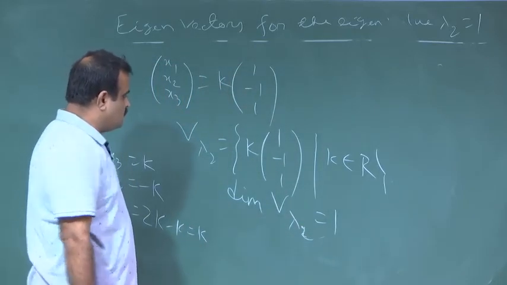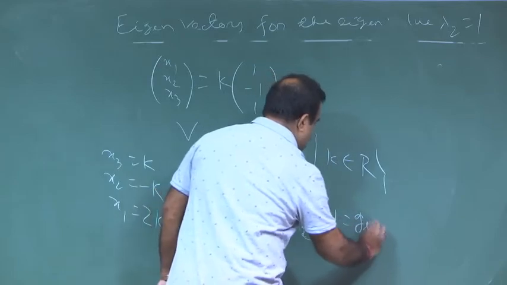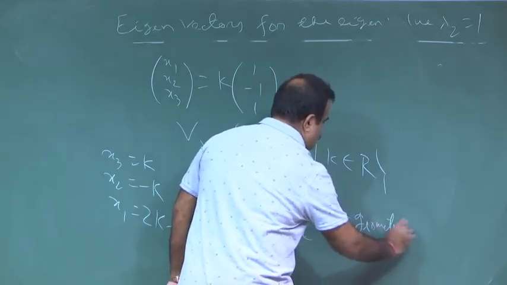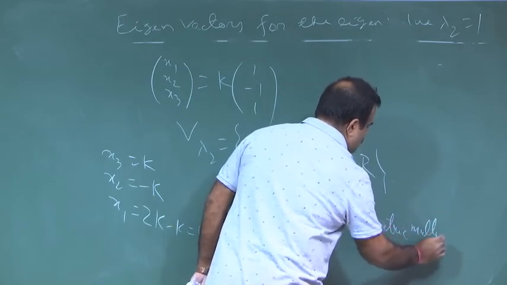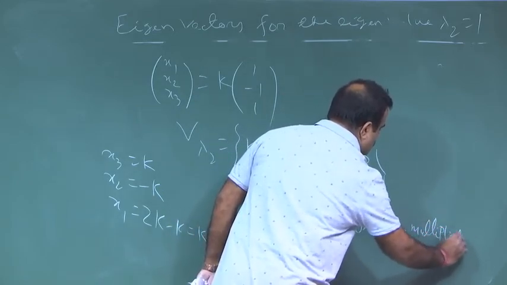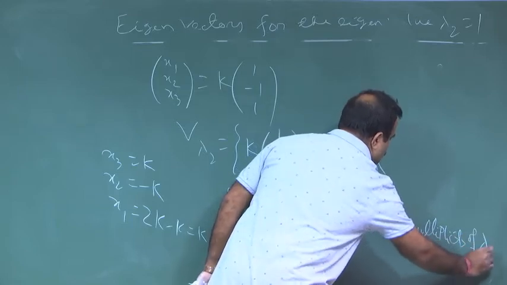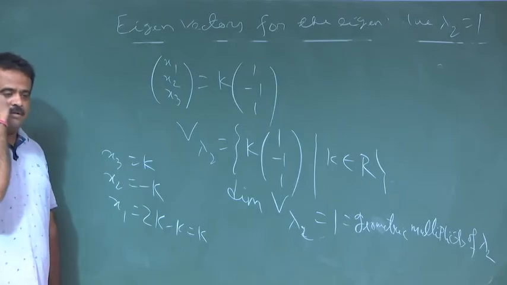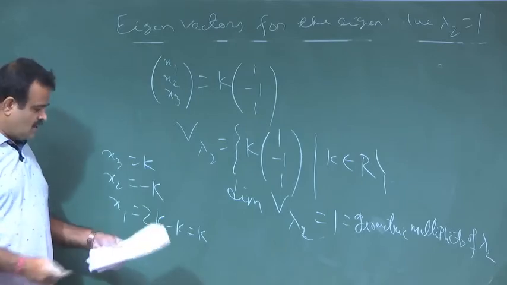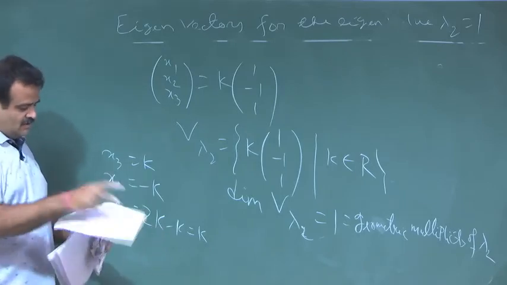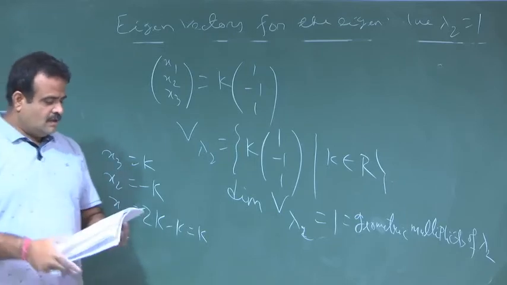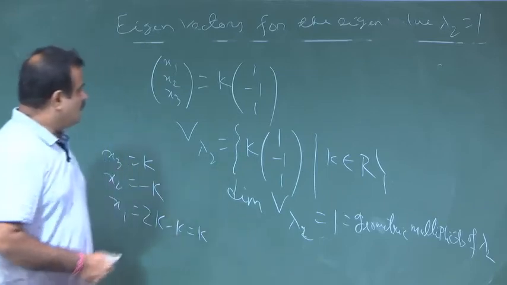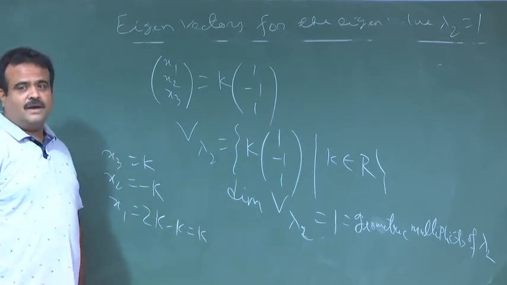So, the geometric multiplicity of lambda 2 is the same as the algebraic multiplicity here. Geometric multiplicity is less than or equal to algebraic multiplicity. So, here the equality is occurring. Okay. So, these are the geometric and algebraic multiplicity of an eigenvalue.